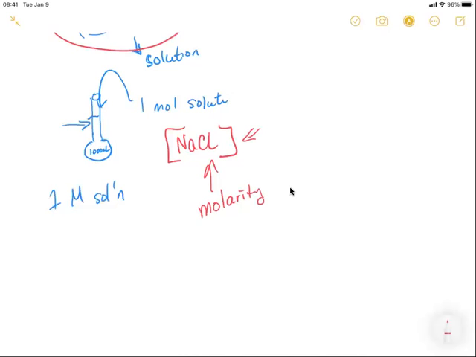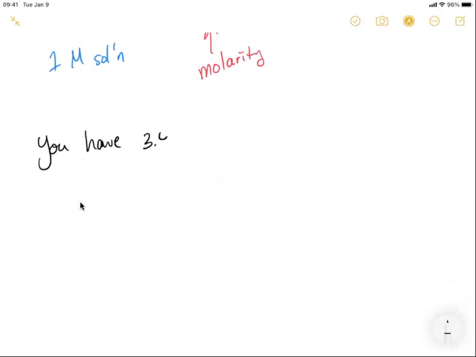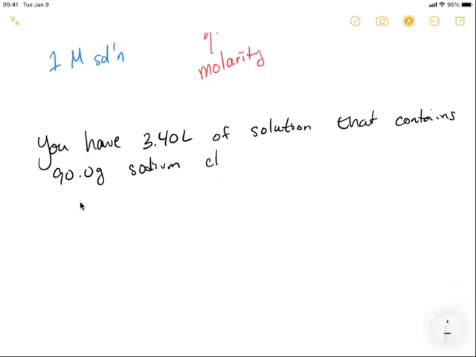So I'm going to just do a couple of questions. So let's say you have 3.40 liters of solution that contains 90.0 grams sodium chloride. What is the molarity of that solution?